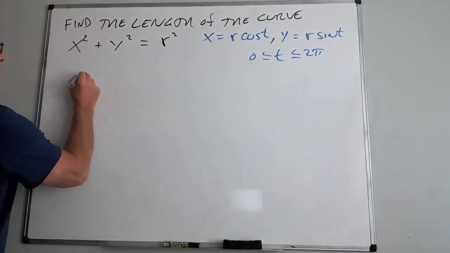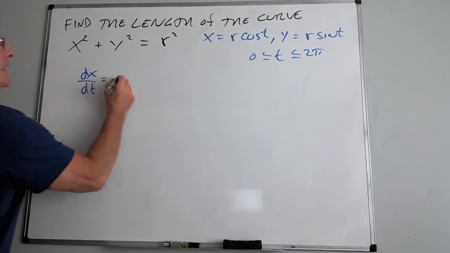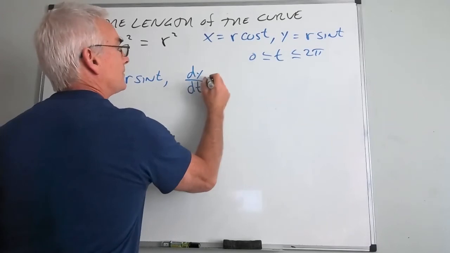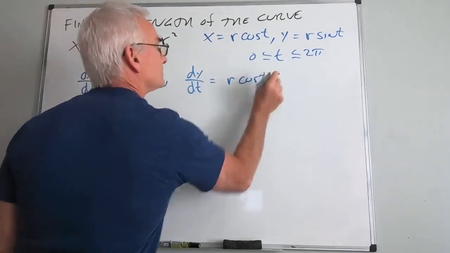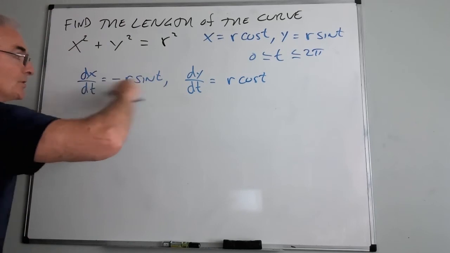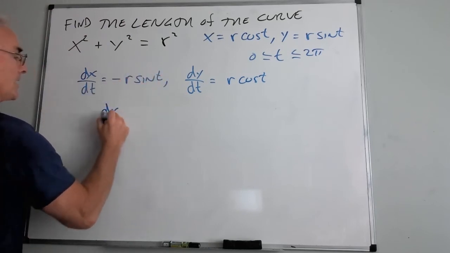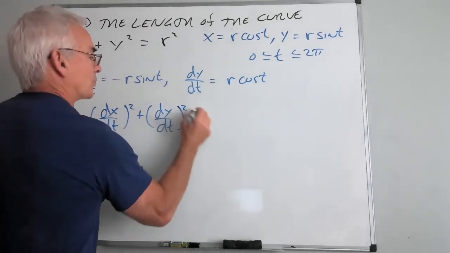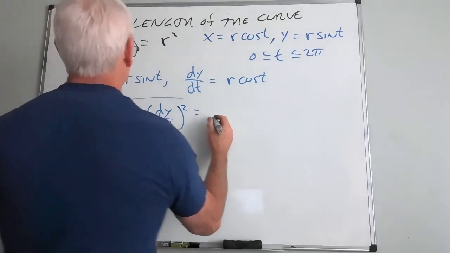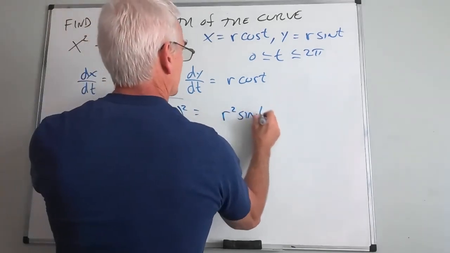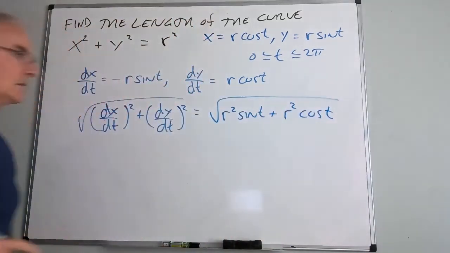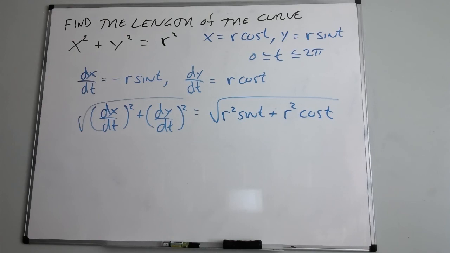Okay, so what is dx dt? That'd be negative r sin t. dy dt equals r cos t. So what's going to go under the root is the sum of the squares. So I'm going to write it out. dx dt squared plus dy dt squared under the root is r squared sin squared t plus r squared cos squared t under the root. Can that be reduced? Does that reduce?